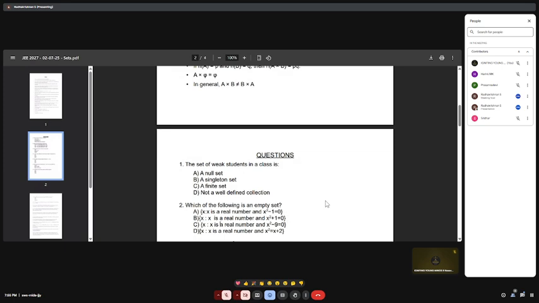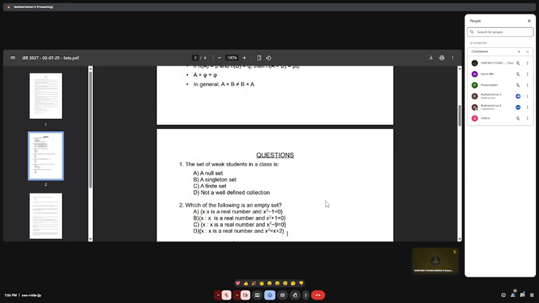Okay. C, again, x is a real number, x square minus 9 equal to 0. There are two solutions here, because x square equal to 9, x equal to plus or minus 3. So this set will have plus 3 and minus 3. So not a null set. Now the fourth one, x is a real number and x square equal to x plus 2.